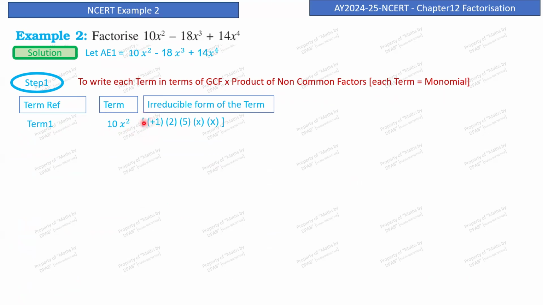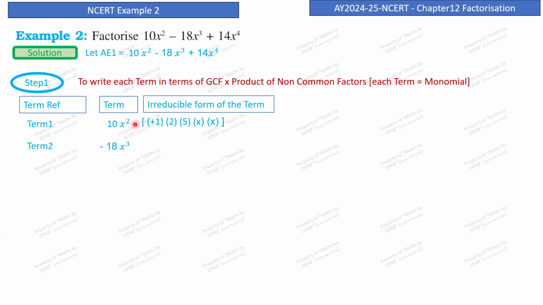We are starting with a square bracket. Since all the terms are positive, we are just starting with +1. And the numeral part is 10, the variable part is x squared. So the prime factor form of the numeral part 10 is 2 into 5. That's what we are writing here. Then the irreducible form of the variable x squared is x into x.